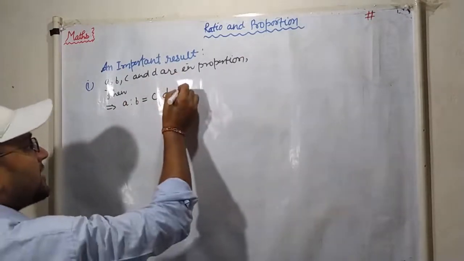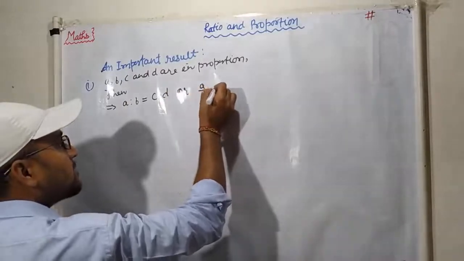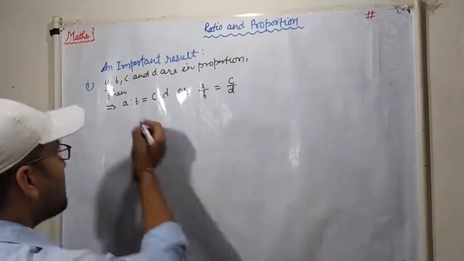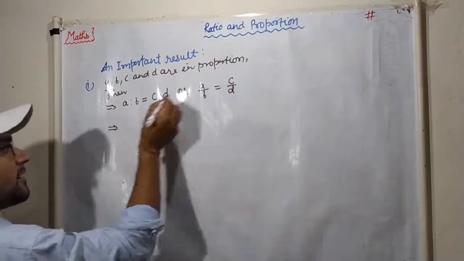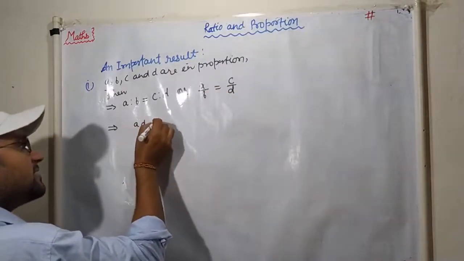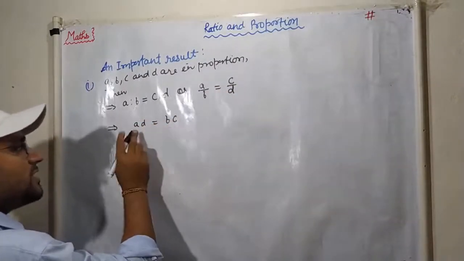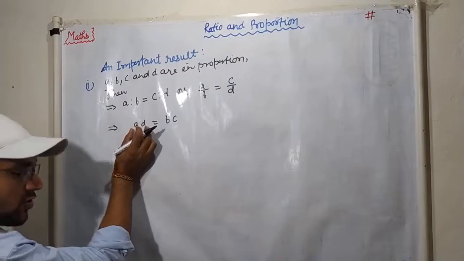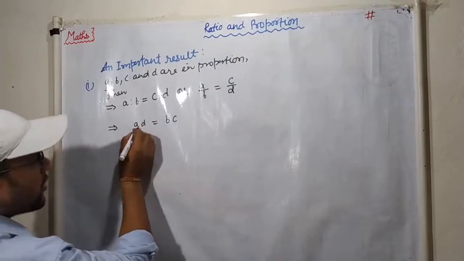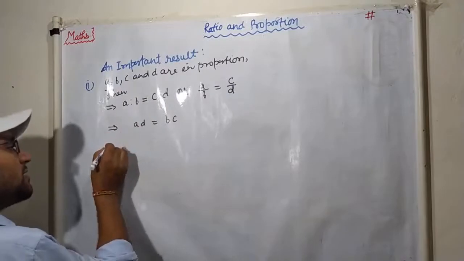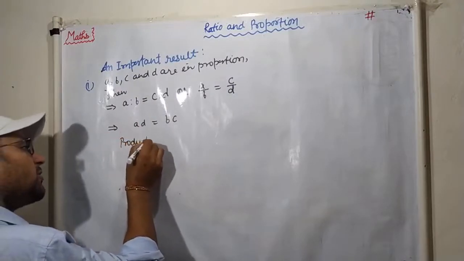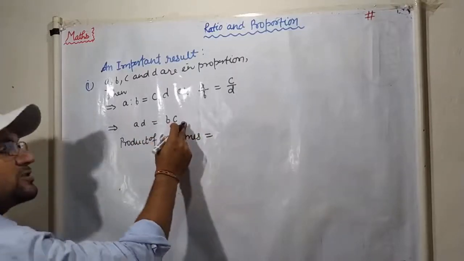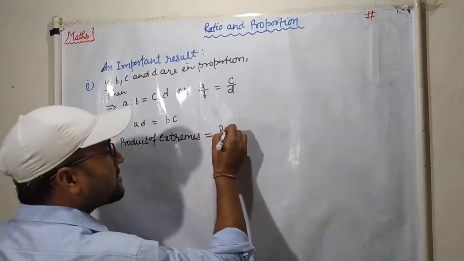Or you will write A upon B is equal to C upon D, or cross multiply: A into D is equal to B into C by cross multiplication. So A into D, the first and fourth terms, is called the product of extremes, and B into C, the second and third terms, is called the product of means.